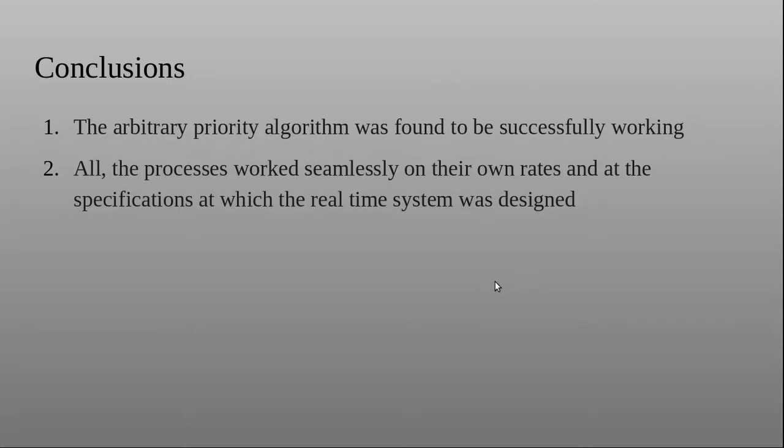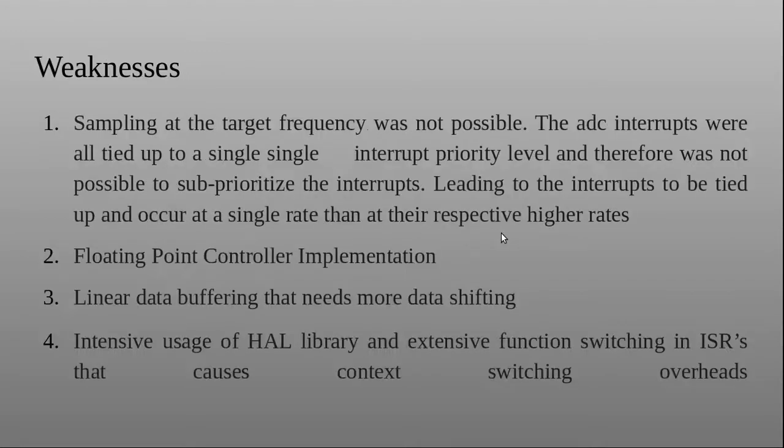Coming to the conclusions then, the arbitrary priority algorithm was found to be successfully working, as has already been shown, and all the processes worked seamlessly on their own rates and at the specifications at which the real-time system was designed. However, there are definitely a few weaknesses to this system. The sampling at the target frequency was not possible. The ADC interrupts were all tied to a single interrupt priority level, and therefore it was not possible to sub-prioritize the interrupts, which leads to the interrupts occurring at a single rate rather than at their respective rates, which is less than ideal, to be very frank.